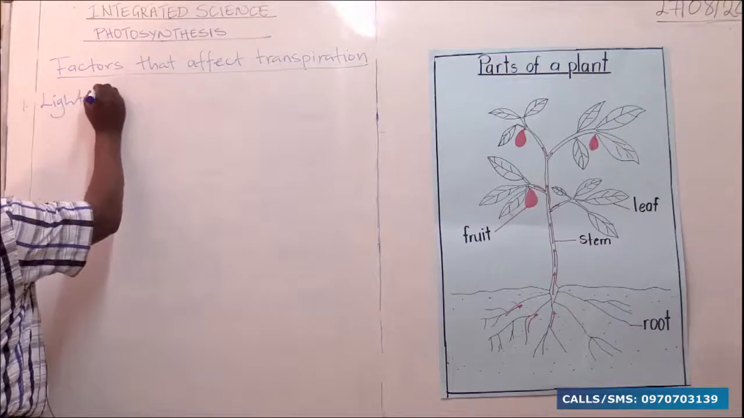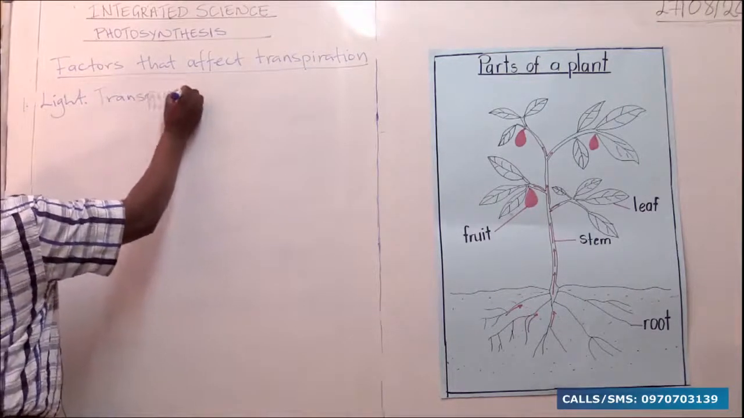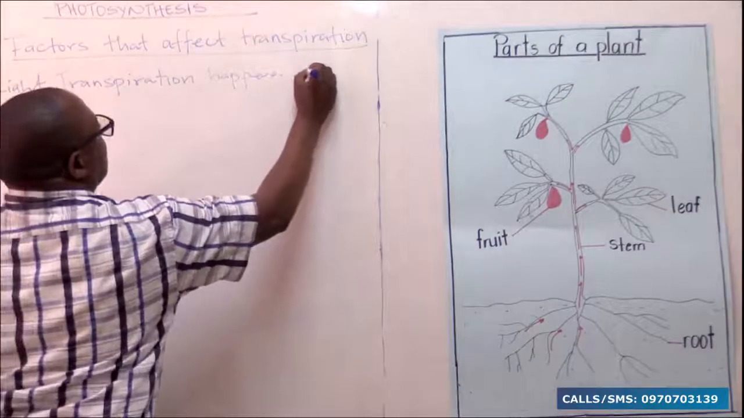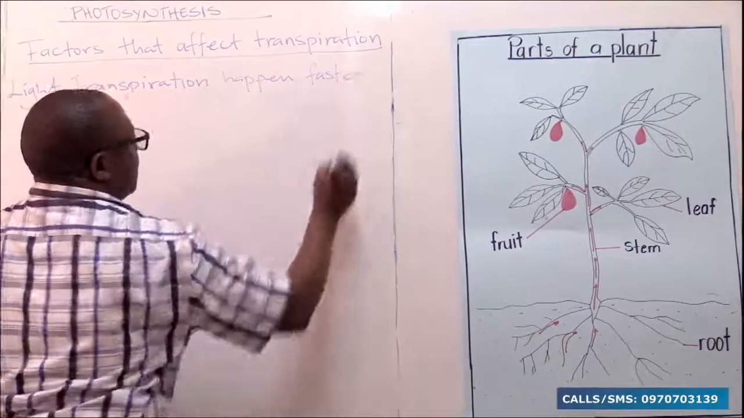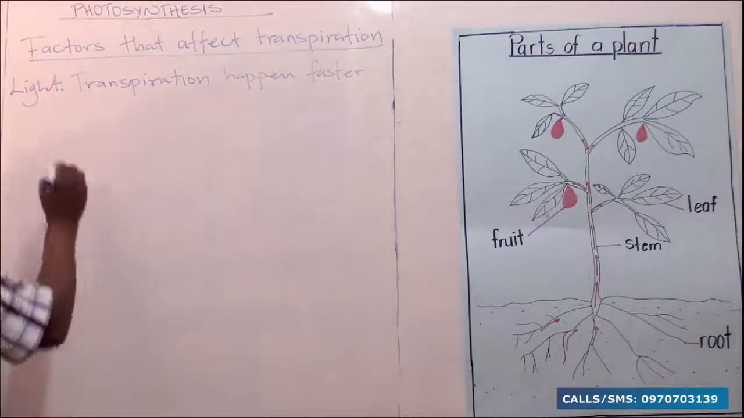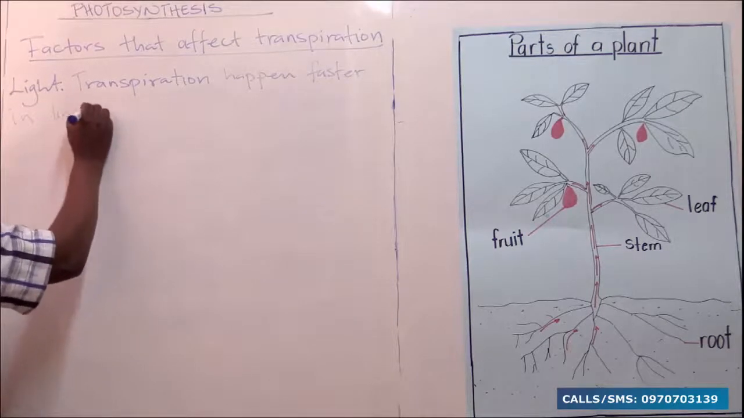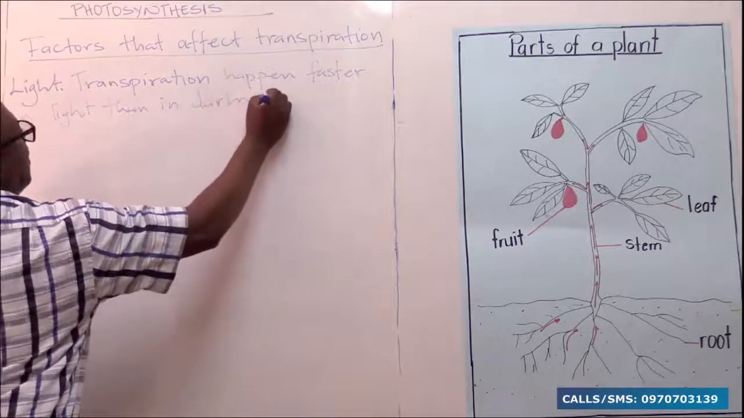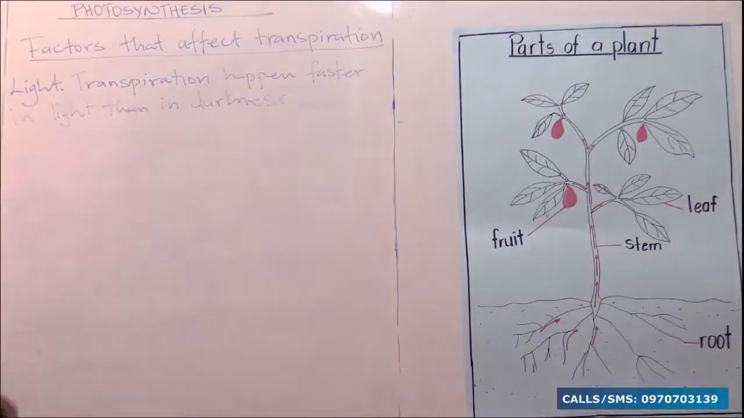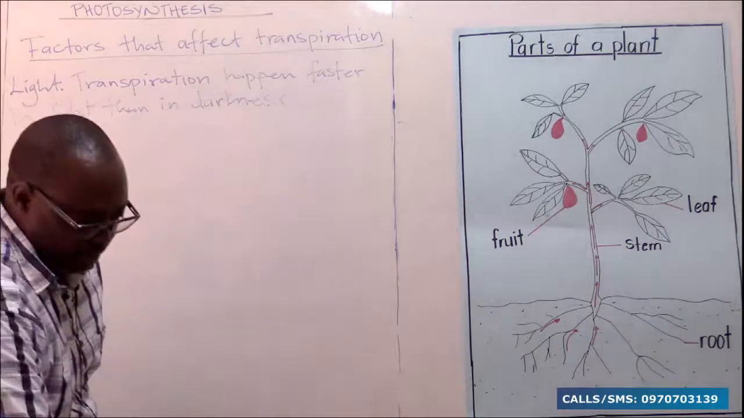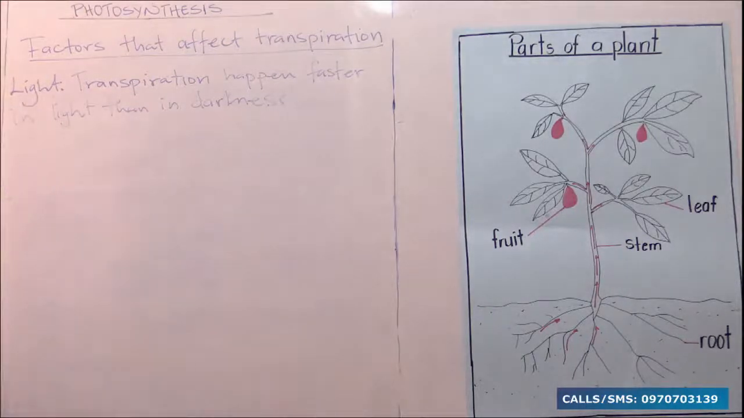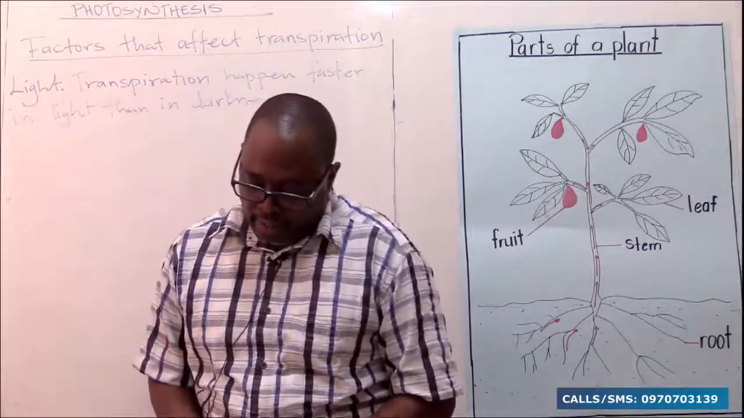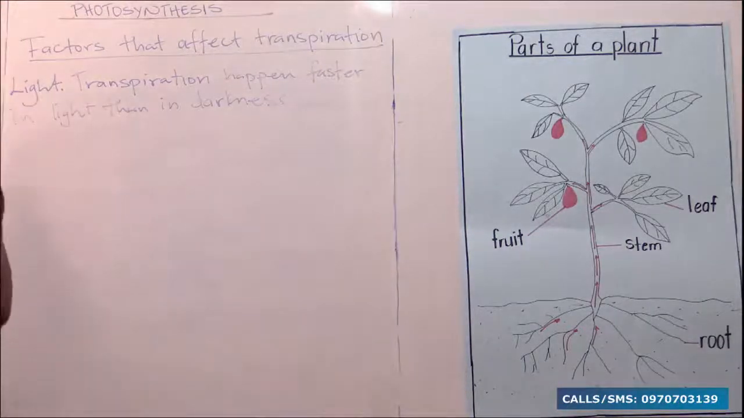Okay, transpiration happens faster in light than in darkness. So we said the main reason for this is that the light stimulates the stomata to open more and release water. The next factor we are going to look at is temperature.